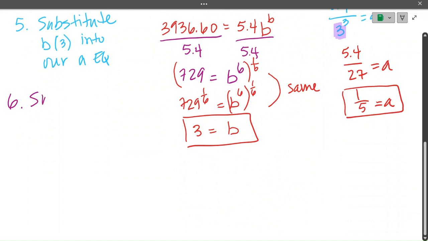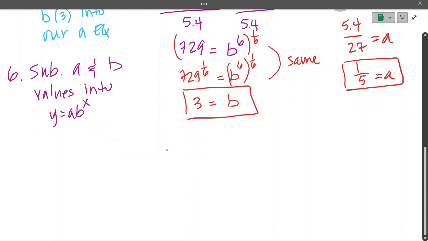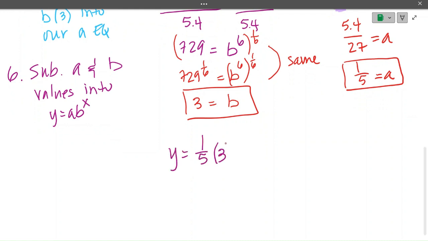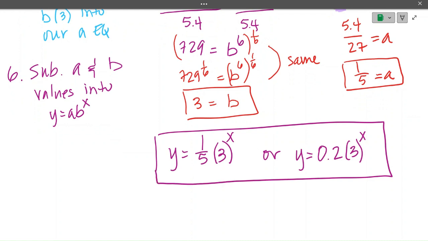And now our final step, which is step 6, we're going to substitute. I'm going to say sub a and b values into the y equals a times b to the x equation. So our final equation here is y equals 1/5 times 3 to the power of x, or if you want to use a decimal, y equals 0.2 times 3 to the x. Both of these are correct, and you have just found the equation of an exponential function when given 2 points.